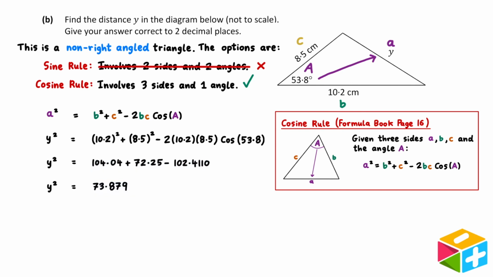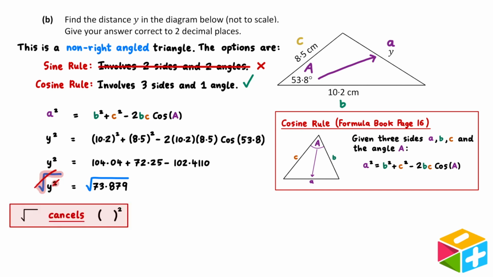We found that y squared is equal to 73.879. To find what y is, we'll need to remove the square. The inverse of a square is a square root, so to remove a square, we should take the square root of both sides. From here, it's a matter of doing some calculator work and some rounding.